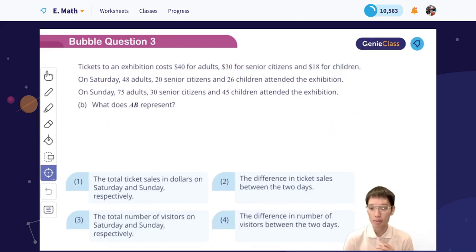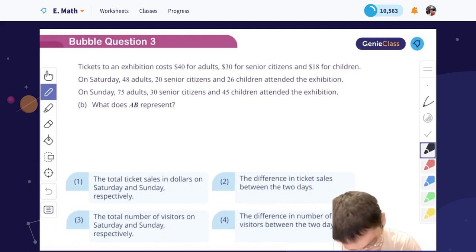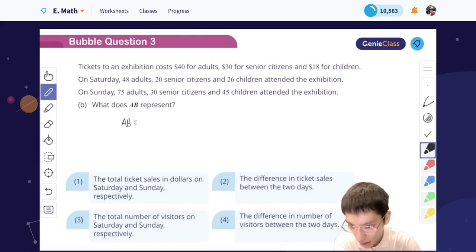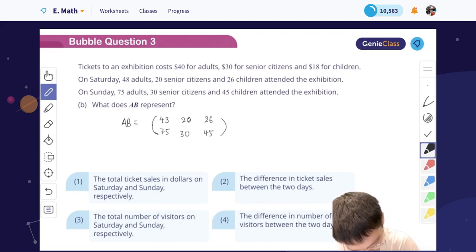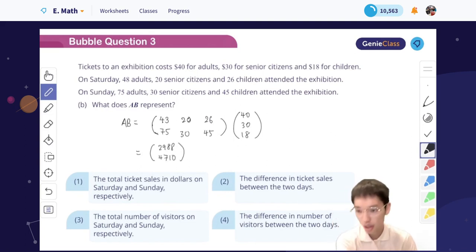Okay, one part: what does AB represent? What is AB? Let me just write it out first. AB is going to be 43, 20, 26, 75, 30, 45, and then we have 40, 30, 18. I know some of you got the answer already, but let me just write it out first before I make it better. What does AB actually represent? All right, launching the bubble launcher in 3, 2, 1, and let's go.